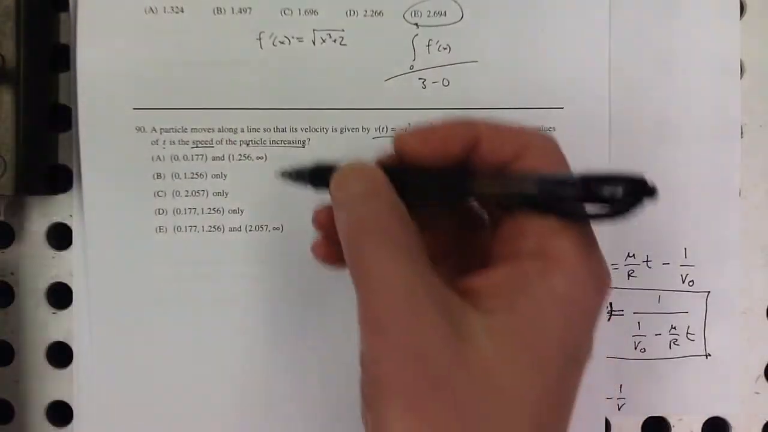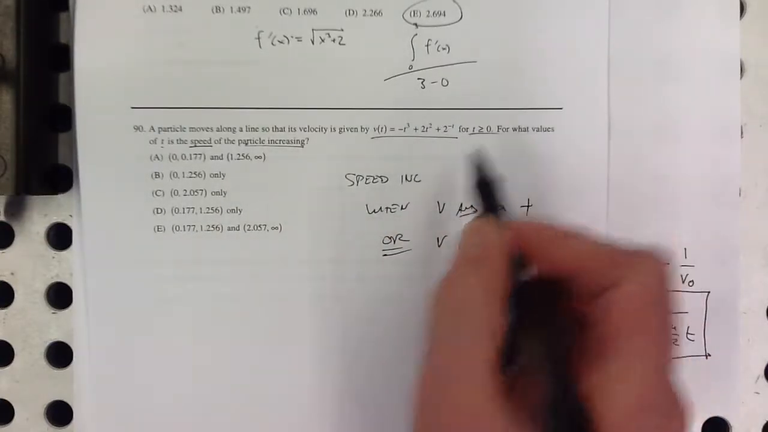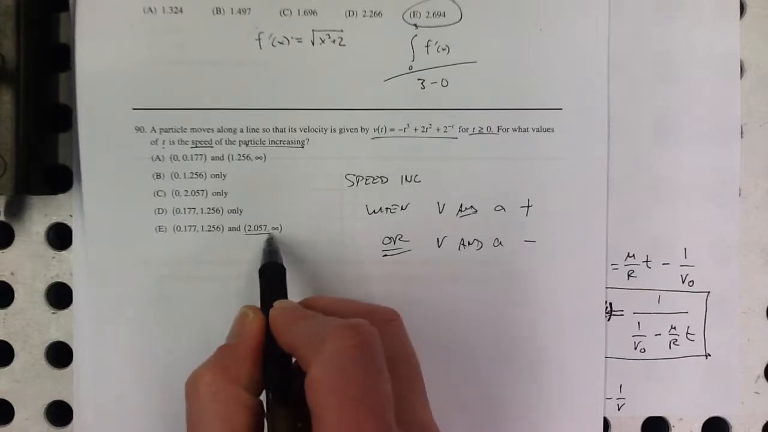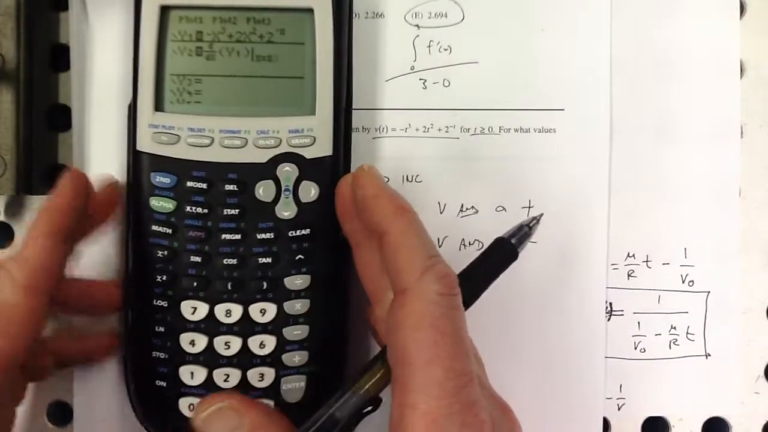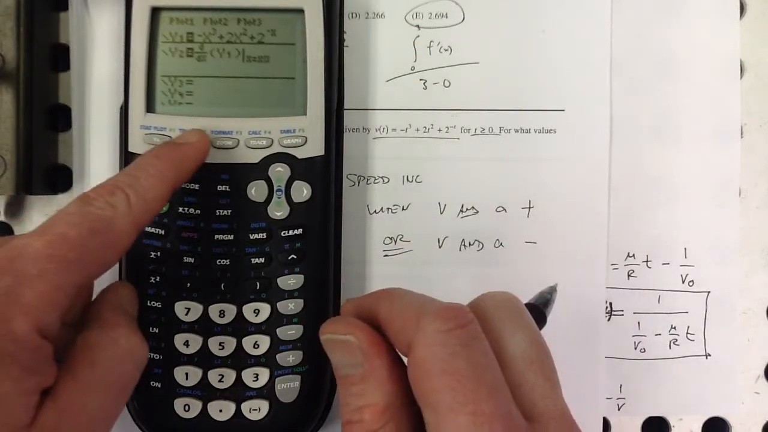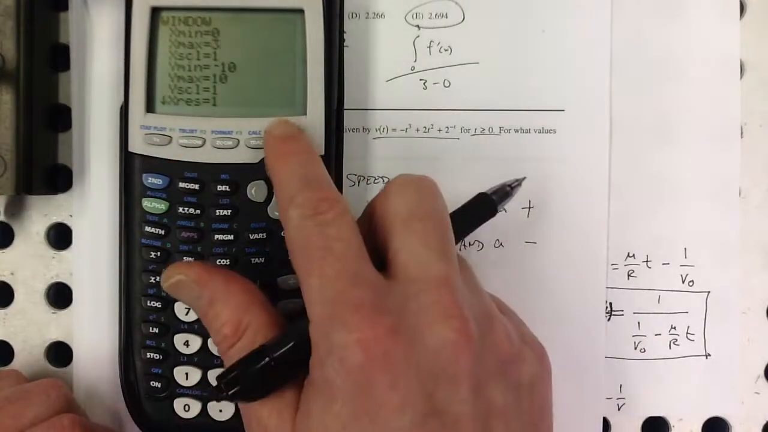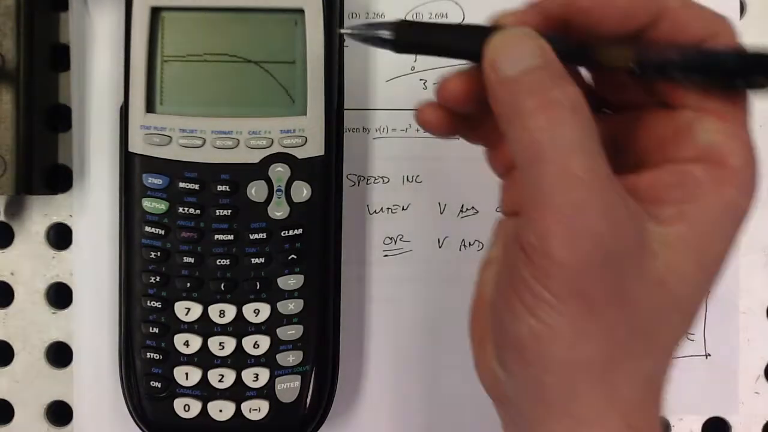I know I don't need to go less than 0, so I could go from maybe 0 to 3. This is the largest number that's showing up here. So let's set my window from 0 to 3. There's my velocity graph.